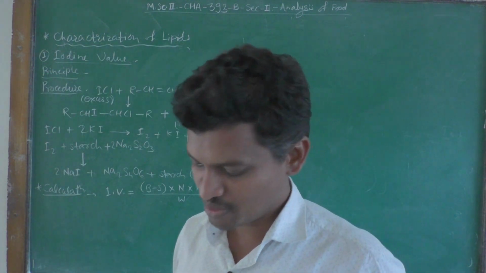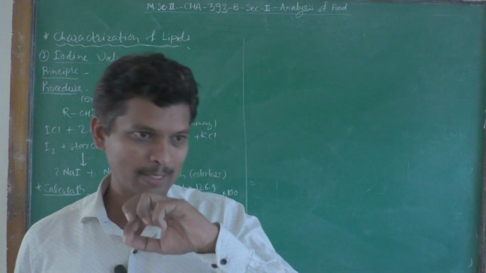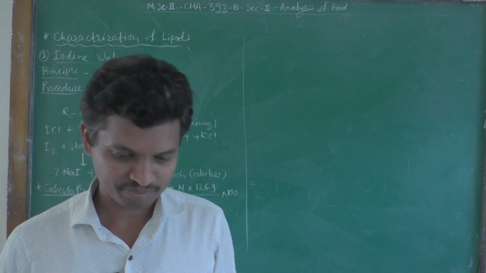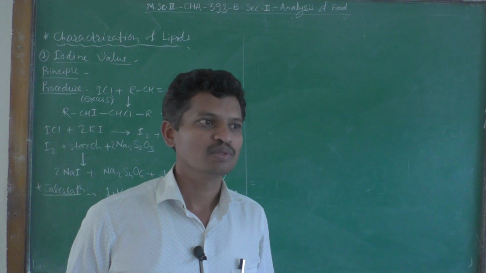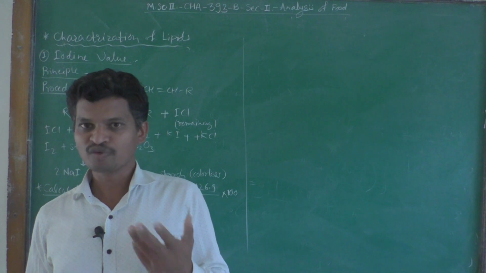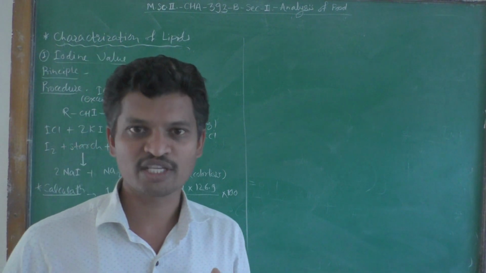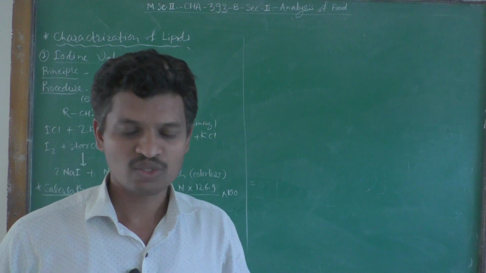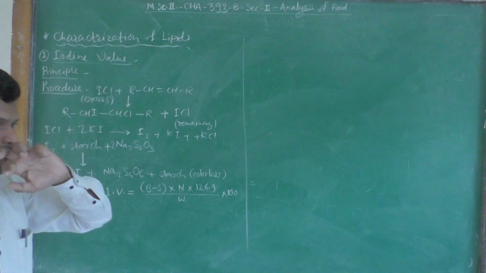So this characterization of lipids means the different modes of characterization, meaning analysis, in the form of iodine value, then acid value, then peroxide value, then saponification value. All these values can be determined by using some small experiments or determinations that we are going to see. So let us see one by one. This is the first one, iodine value.